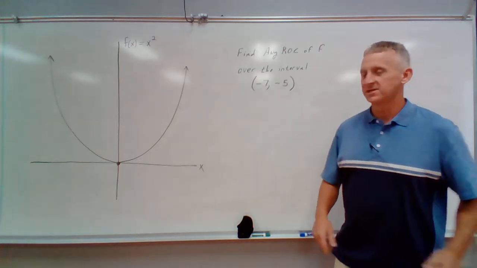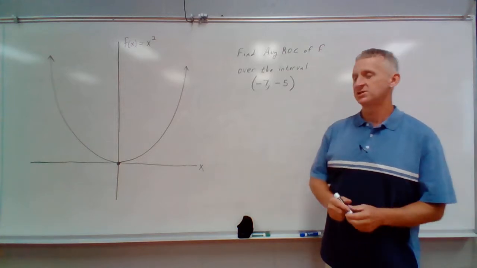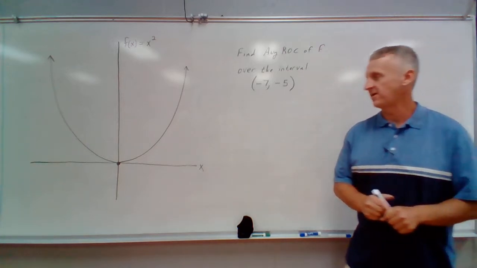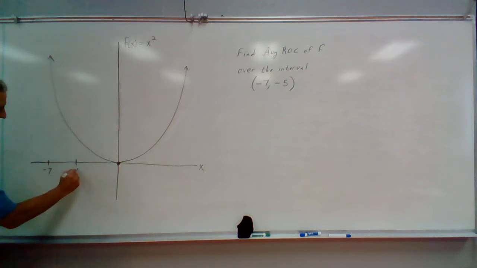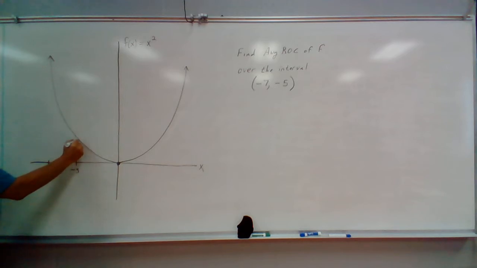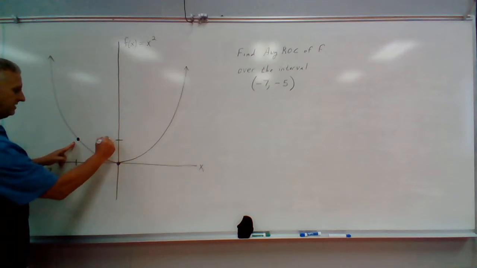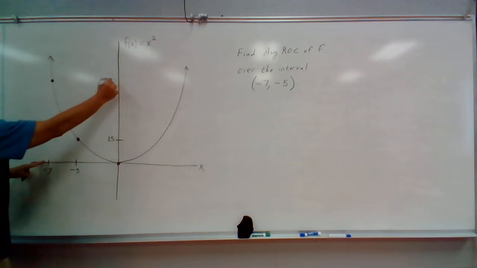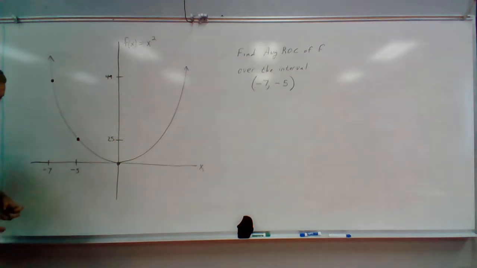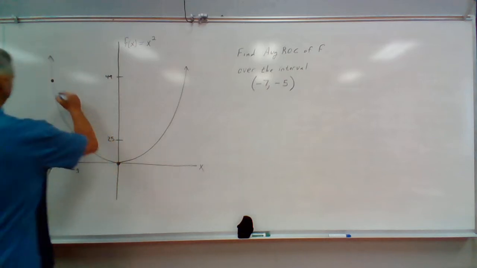All right, let's look at another example here. The same function again, x squared. We want to find the average rate of change over the interval from -7 to -5. So here's x equals -7. Here's x equals -5. If I plug -5 into that function, I'll get 25. If I plug -7 into the function, I get 49. Okay, so we're going to draw the secant line through these 2 points.